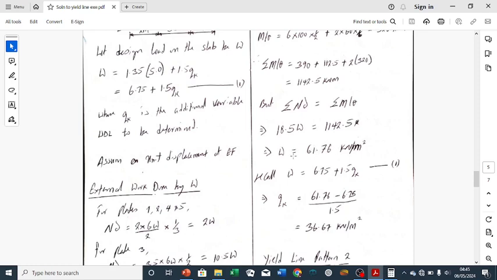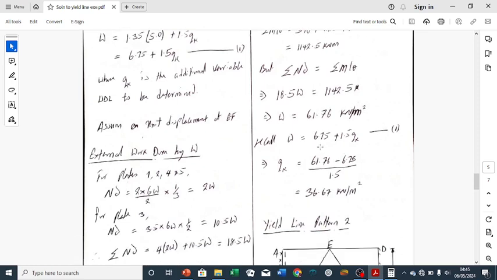W in this case is 61.76. Now after calculating W, W is not actually what we are looking for. W is a design load. What we are looking for is the variable action QK. So we go back to this equation. Remember this equation: W equals 6.75 plus 1.5 QK. We substitute the value of W, which is 61.76, and then calculate for QK.